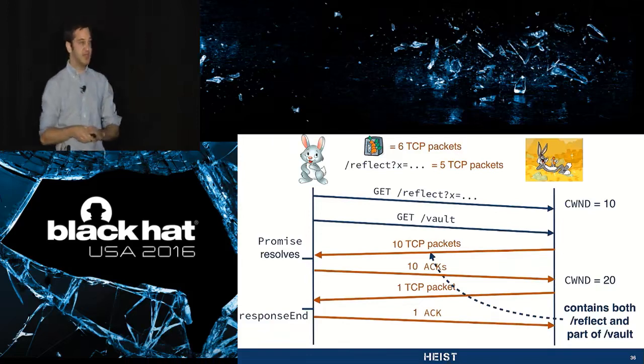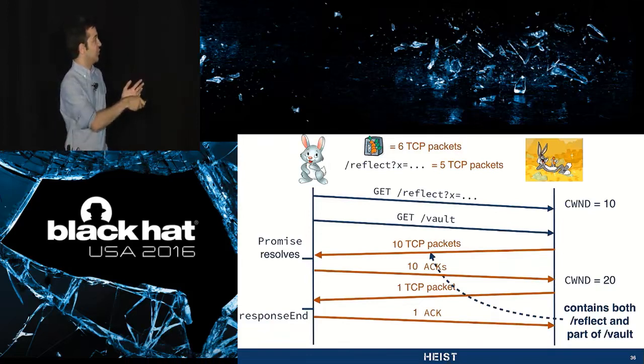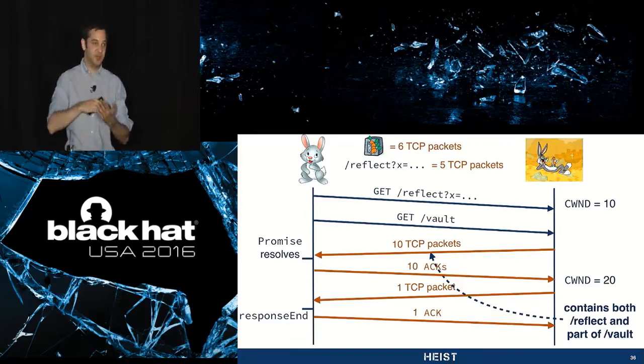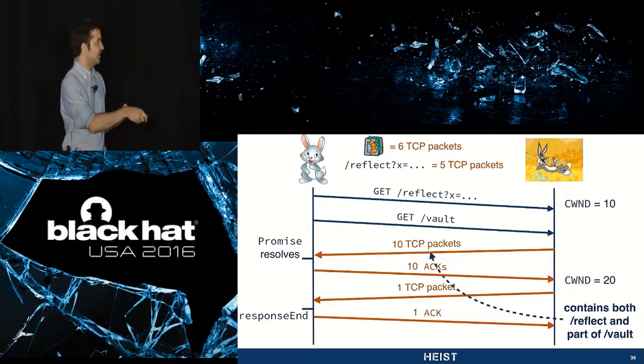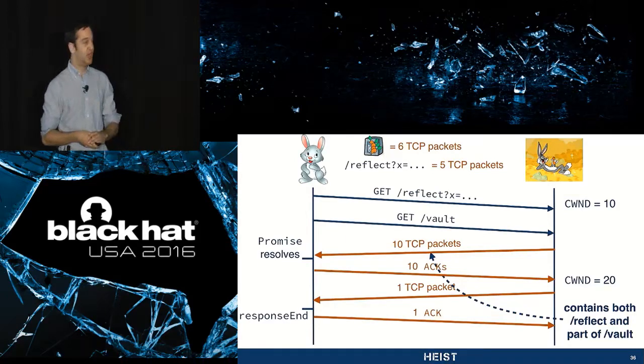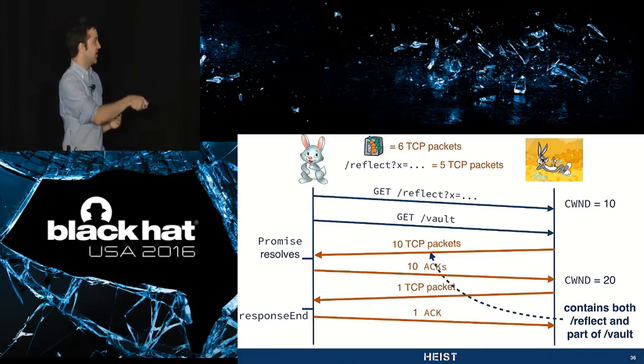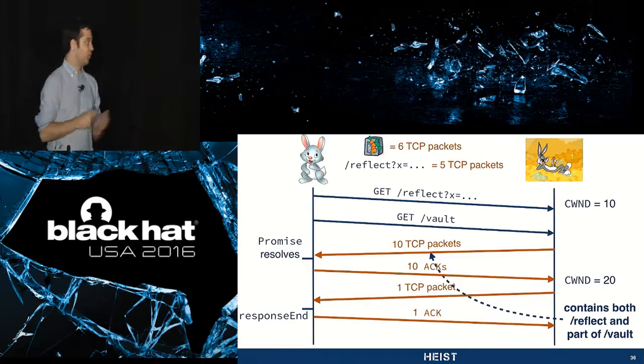5 TCP packets. Then it will try to send the 6 TCP packets of the Vault, but it can only send 5 TCP packets because then the TCP window is already full, and it has to wait 1 full round trip to receive the acknowledgements before it can send the remaining content of the Vault. And using our browser side channel, we can clearly see this timing difference purely in JavaScript.